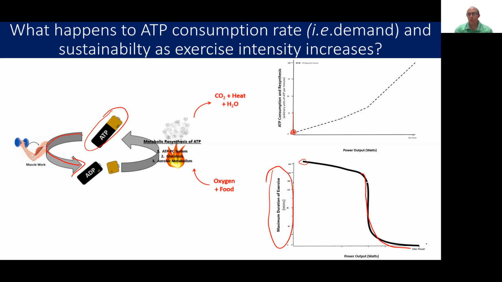The maximum power that you can reach on a bike, let's say you do a Wingate and you find out that it's about 740 watts, you could only hold that 740 watts for maybe a second or two. So you can't hold your maximum ATP resynthesis rate for very long.